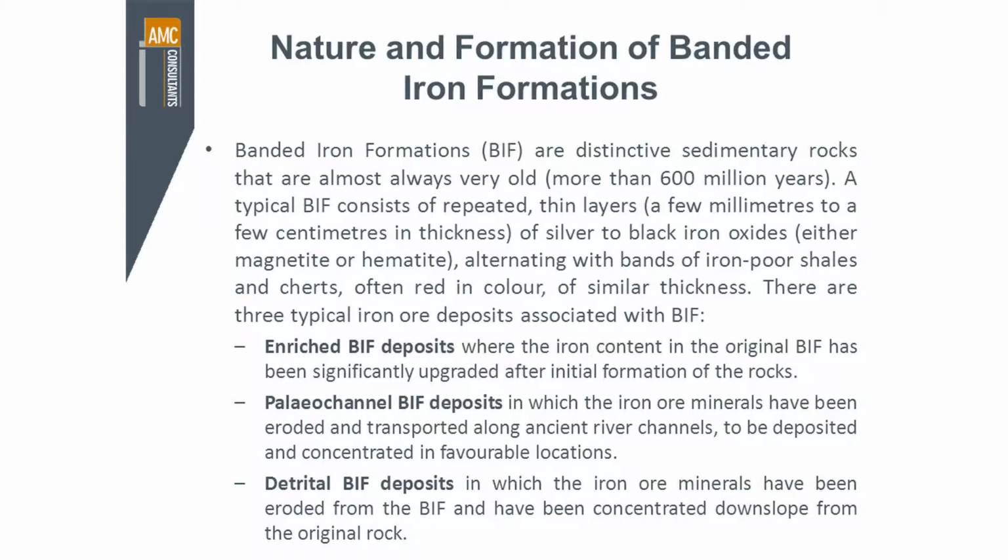We have things called paleo-channel banded iron formations, where the banded iron formation has been eroded and the material that's been eroded has been washed into river systems and there's been some concentration. And there can be quite rich deposits as well. And detrital banded iron formations, where the minerals have been eroded but not in a river system, they've just been eroded by surface gravity systems and been moved downhill and concentrated in that process as well. So they're the three fundamental types of banded iron formations that are enriched enough that they can be mined economically.